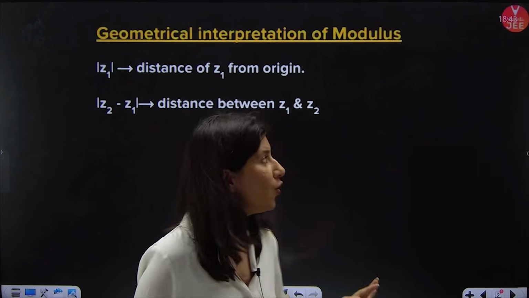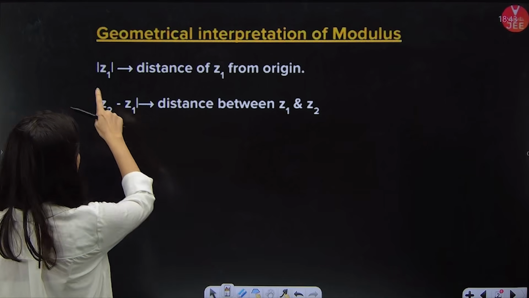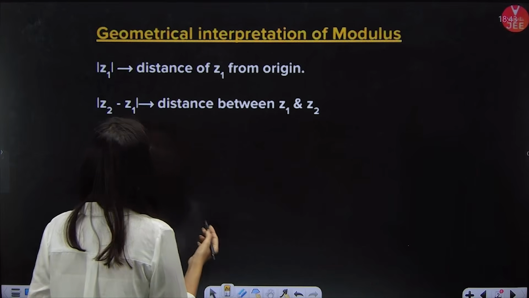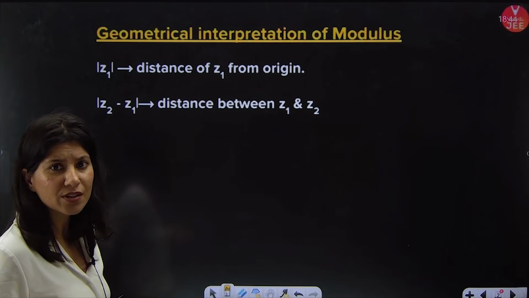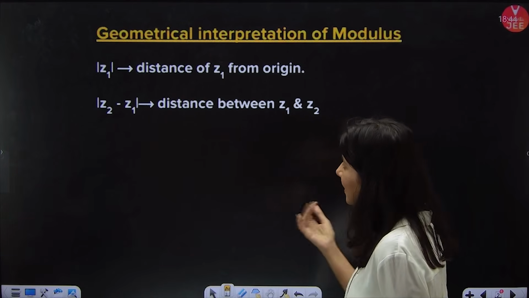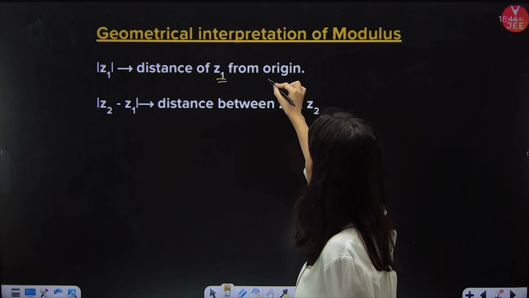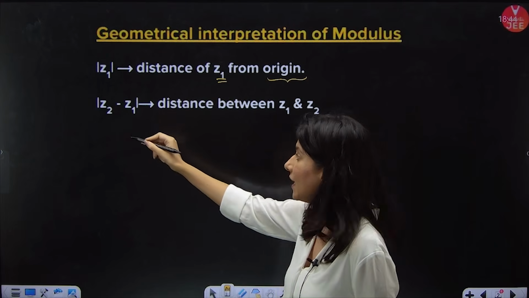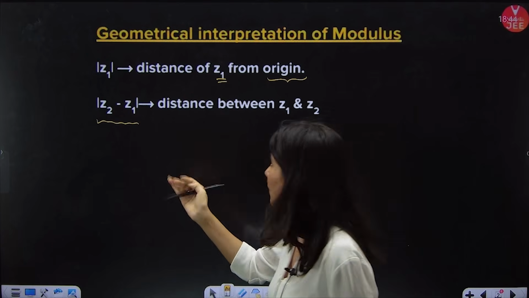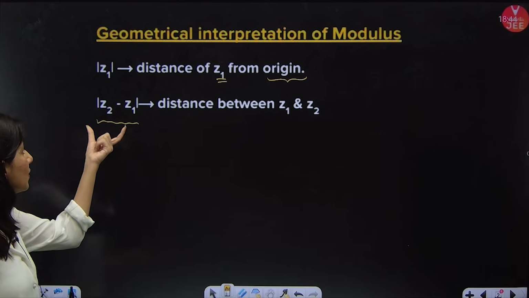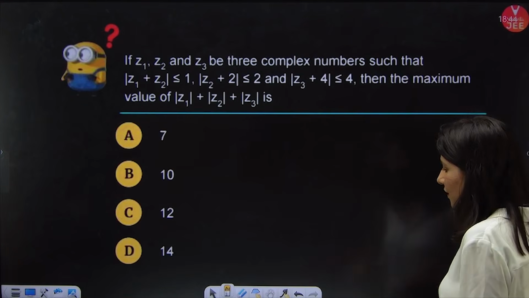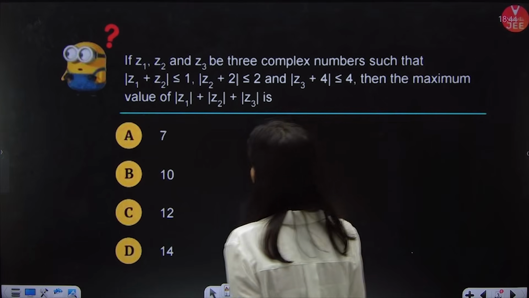Yes. So understand what is happening. Mod Z1, this I have already told you, is obviously the modulus of that complex number. That means distance from the origin, right? So the distance of Z1 from the origin is represented by mod Z1, and mod Z2 minus Z1 actually represents the distance between Z1 and Z2. Please keep that in mind. Let's do the very first question based on this. Okay, so the first question says this is 2.